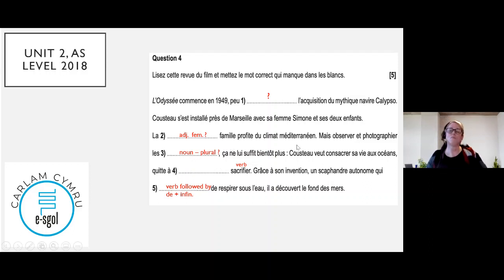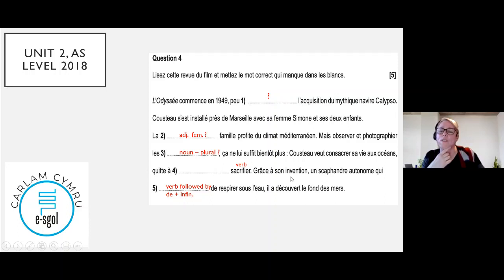So even if it means doing something, sacrificing something. Now, word order here. We sacrifice something in English, but this goes in front here, the word that's missing, okay? And quitter doesn't mean to leave, yeah? So even if it means this, okay?